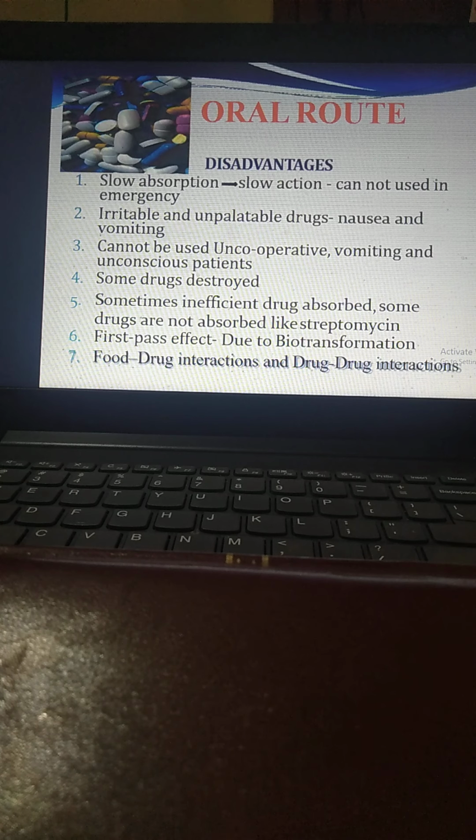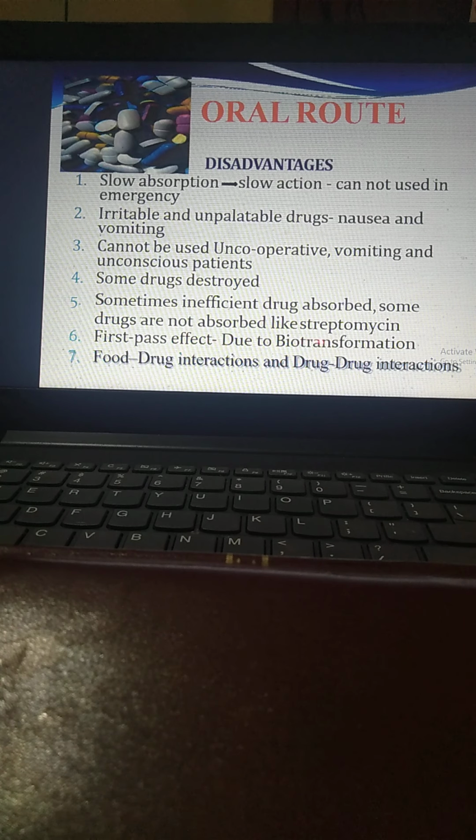Some drugs are destroyed in the GIT. We cannot give aminoglycosides or insulin through the oral route. As a practical note, you should know there are several drugs which are destroyed in the stomach. Some drugs are inefficiently absorbed, or not absorbed at all, like streptomycin. I told you about aminoglycosides like streptomycin and amikacin. Streptomycin is given here as an example because we give it in ATT.